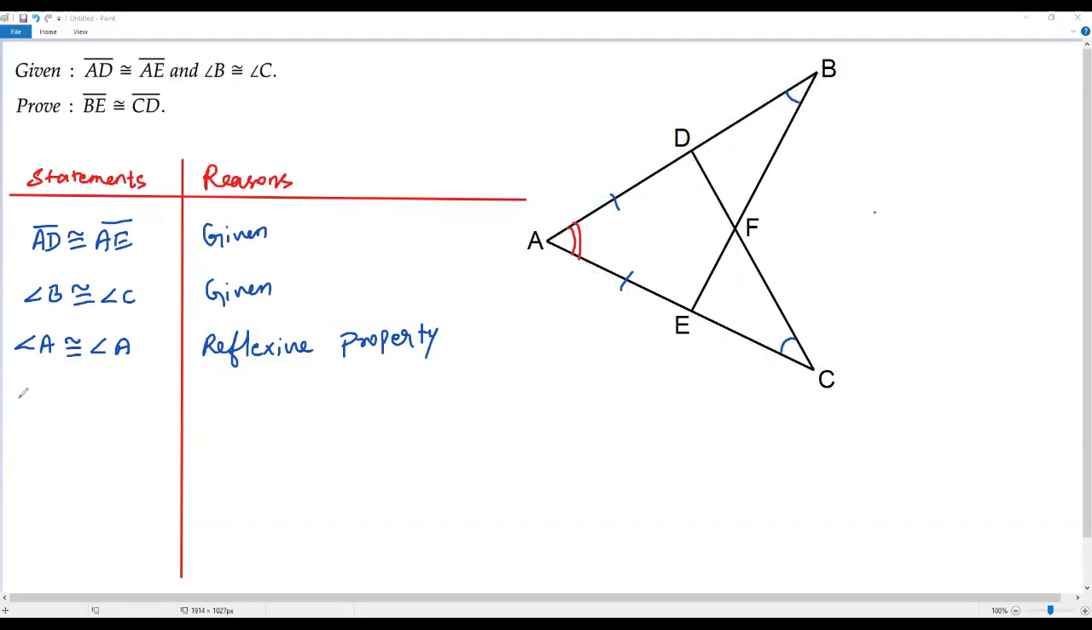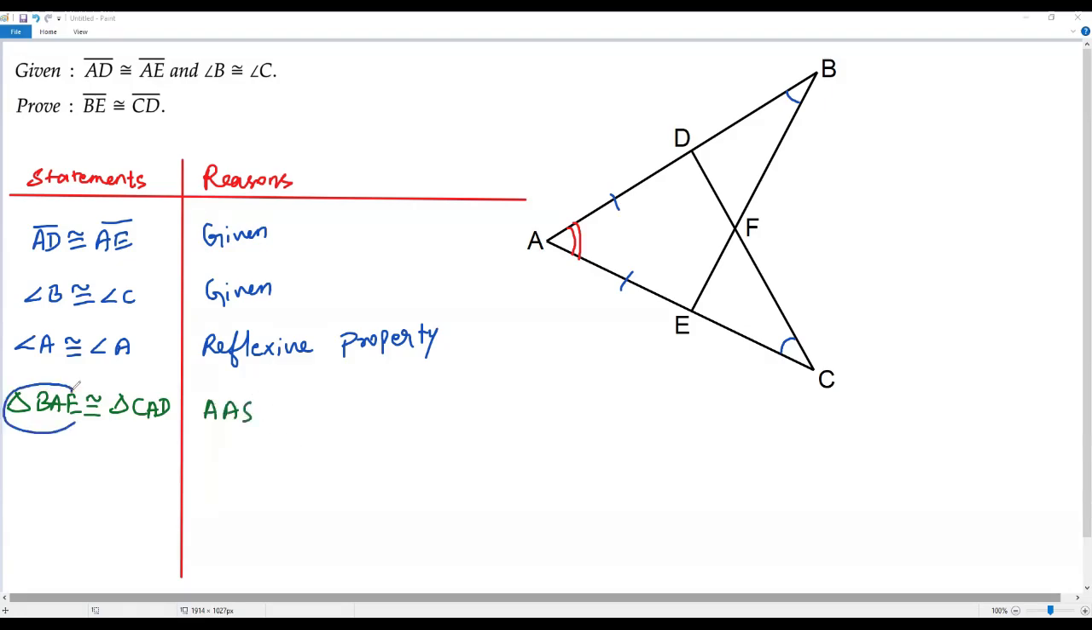Okay, now let me write the vertices in order. First let me take the vertex B in the first triangle. The corresponding vertex in the second triangle is C. So let me write the vertex B, and here we have C. And now let me take the common vertex A for both the triangles. Let me write it over here and here. And the third vertex in the triangle BAE is clearly E. And the third vertex for the second triangle is D. So these two triangles are congruent. So here by the angle-angle-side congruence postulate.